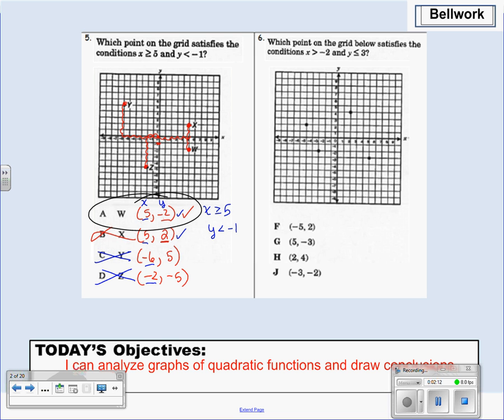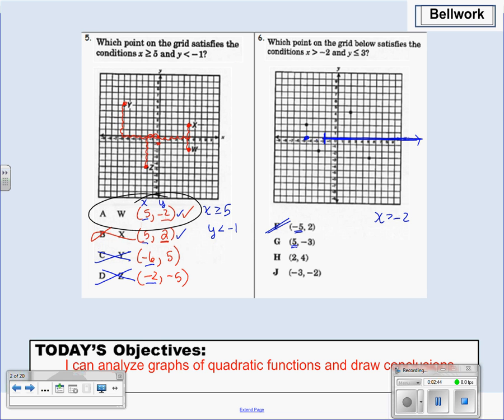Number 6, we're asking the same question, except this time they do give us the ordered pairs. So let's look at the ordered pairs. We need where x is greater than -2. So another way we can do this is looking at the x coordinate. Here's my -2. I want all the values of x to be bigger than that. So now let's look at the numbers. F is -5, x is -5. -5 is not bigger than the -2, so F is out.